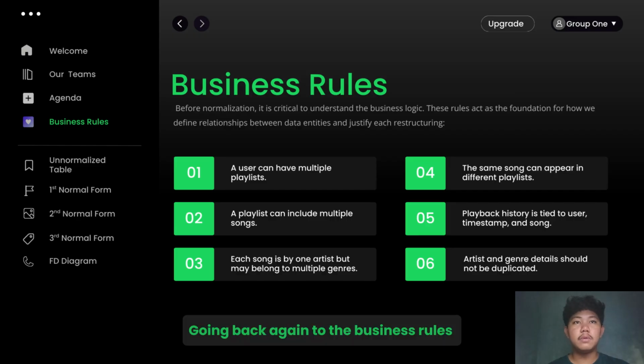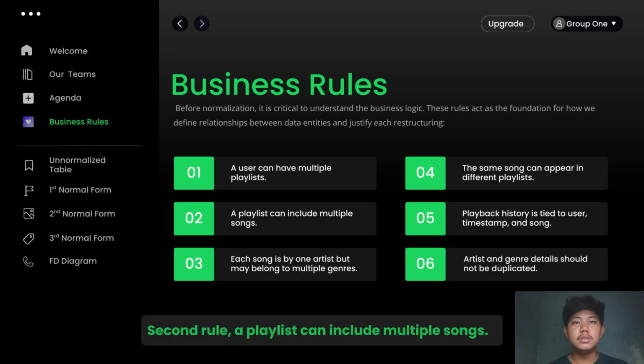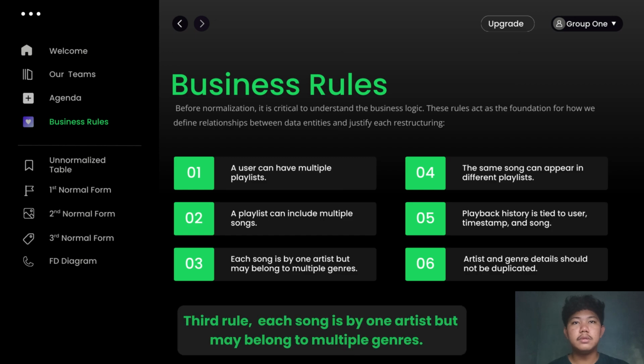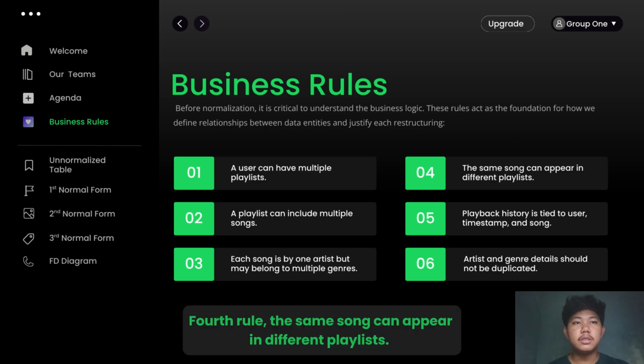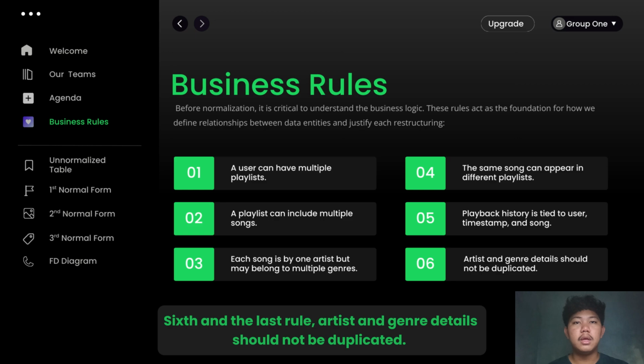Back again to the business rules. Starting with the first rule: a user can have multiple playlists. Second rule: a playlist can include multiple songs. Third rule: each song is by one artist but may belong to multiple genres. Fourth rule: the same song can appear in different playlists. Fifth rule: playback history is tied to user, timestamp, and song. Sixth and the last rule: artist and genre details should not be duplicated.